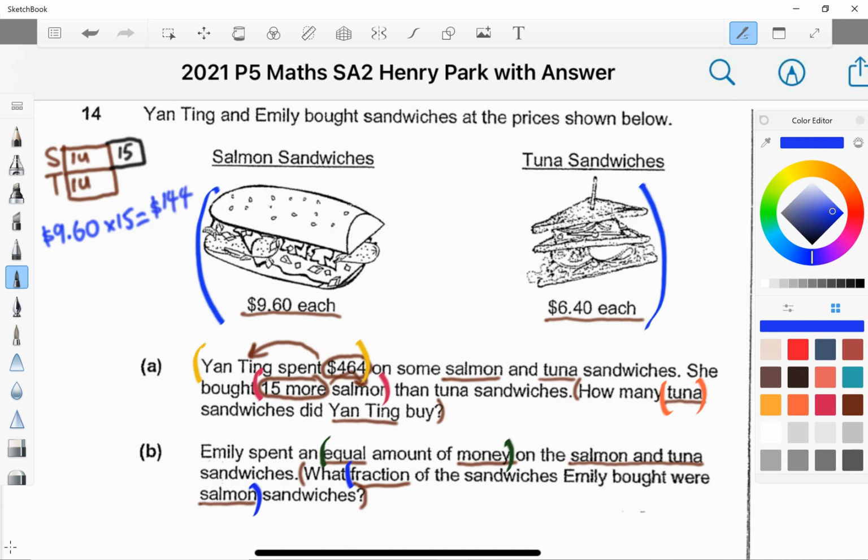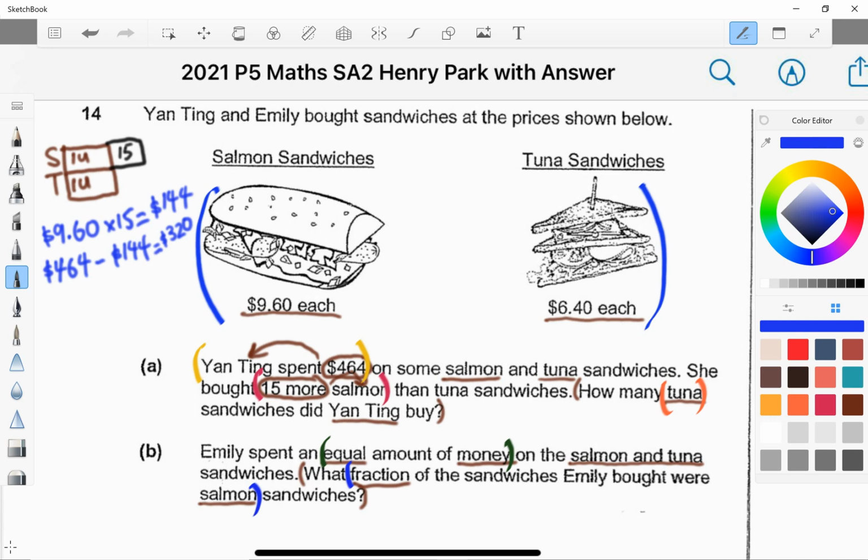So having done that, I will need to subtract this $144 away from $464. Okay, so $464 is the total amount spent by Yanting. If I remove away $144, what's going to happen? It will be $320. So do you know what this $320 means? If you are not sure, let me explain to you.